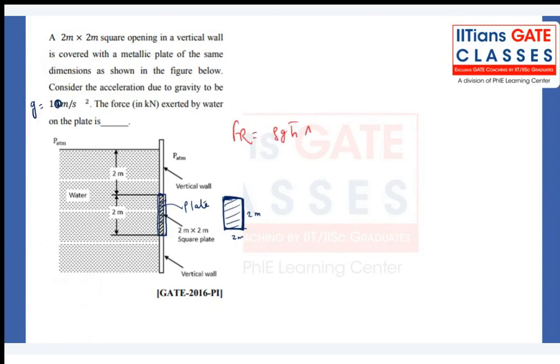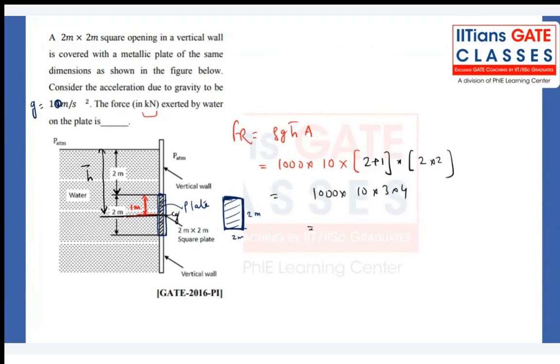What is the force which is being exerted? Rho g h bar into area. Rho is in Newton, we have to convert to kilonewton. So let me write fully. Rho 9.8, sorry, that is 10. H bar will be from here to here, what is that? 1 meter. And once again, we have to calculate the distance from the CG to the top surface, that is my h bar. So 2 plus 1, that is equal to 3. Area of the vertical plate which is being subjected to water force, 2 into 2. 1000 into 10 into 3 into 4. So 120 into 1000, that is Newton, 120 kilonewton.